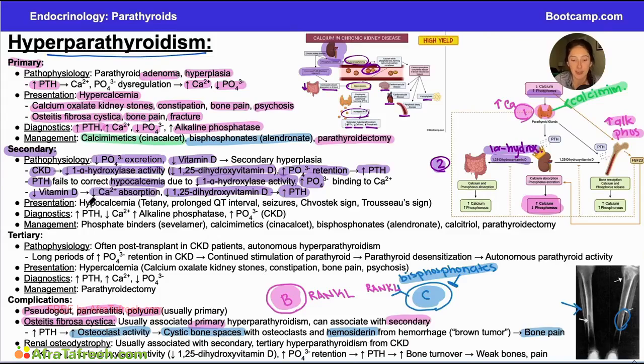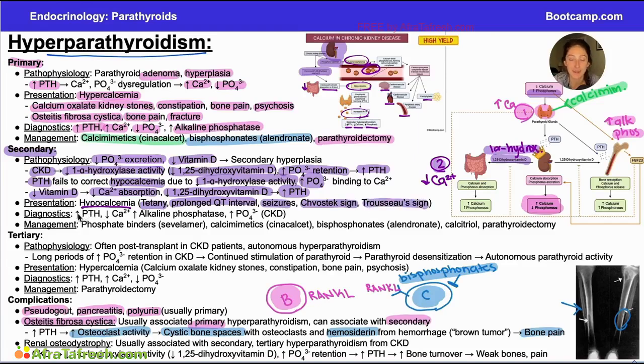Our presentation of secondary hyperparathyroidism is actually going to be hypocalcemia. So where we had hypercalcemia up here because parathyroid hormone was just in excess and all of the end organs were still doing their job, here we're going to have a hypocalcemia because our end organs are defective and they are not able to carry out the demands of parathyroid hormone. So this hypocalcemia is going to be an important way that you can distinguish between primary and secondary hyperparathyroidism. All the symptoms of hypocalcemia will also be in this presentation. Things like tetany or rigidity, prolonged QT interval, seizures, Chvostek sign with the tapping of the face, and Trousseau's sign with the blood pressure cuff.